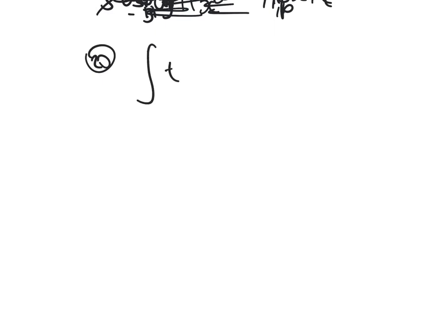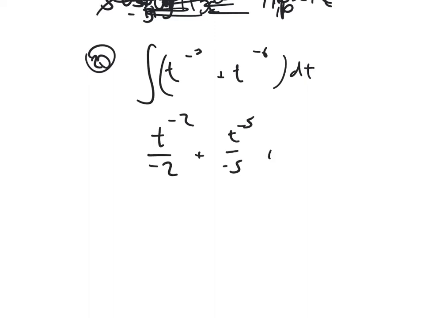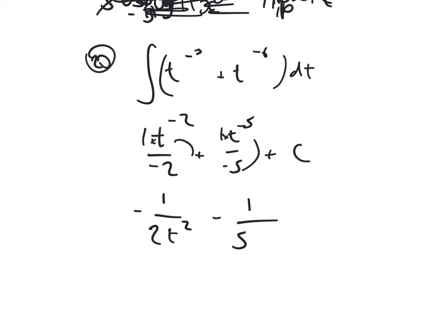Okay, let's integrate t to the minus 3 plus t to the minus 6. So that will be t to the minus 2 over minus 2 plus t to the minus 5 over minus 5 plus c. Remember that there's ones up here. So I can bring t to the minus 2 and t to the minus 5 down and change the power. So that would be minus 1 over 2t to the positive 2 minus 1 over 5t to the positive 5 plus c.